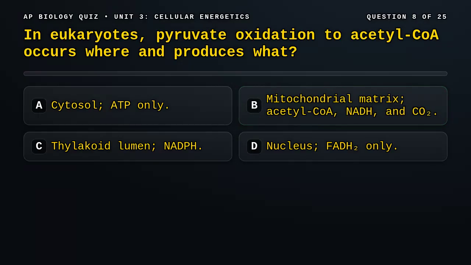Question 8. In eukaryotes, pyruvate oxidation to acetyl-CoA occurs where and produces what? A. Cytosol, ATP only. B. Mitochondrial matrix, acetyl-CoA, NADH, and CO2. C. Thylakoid lumen, NADPH. D. Nucleus, FADH2 only.